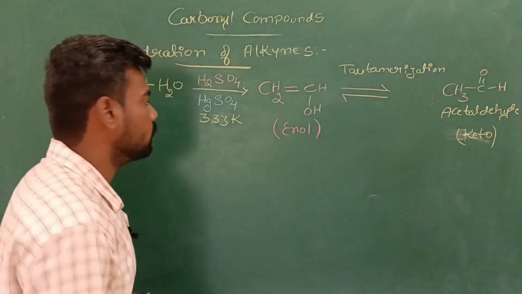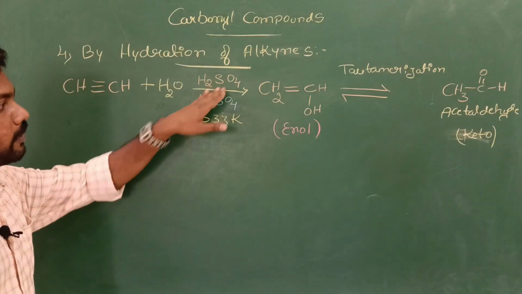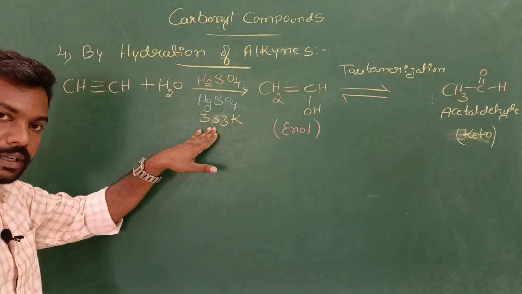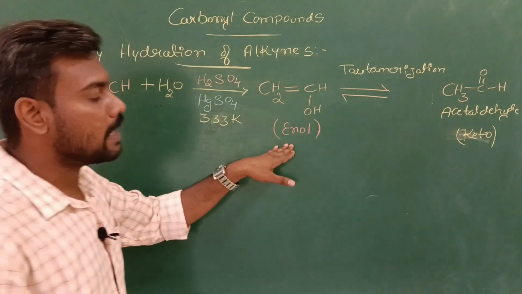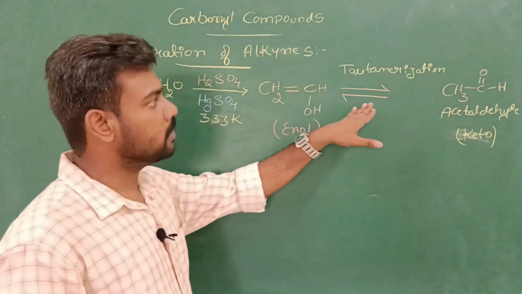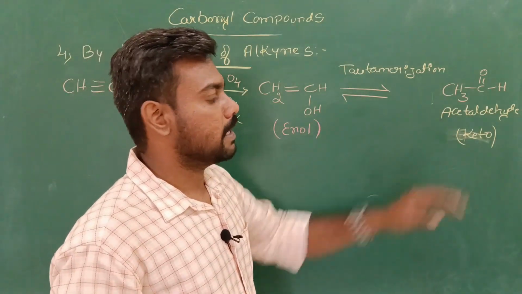See here once. When ethyne is on hydration in the presence of sulfuric acid and mercuric sulfate at a temperature of 333 Kelvin, it forms an unstable compound known as enol, which undergoes tautomerization to form a stable compound known as acetaldehyde.